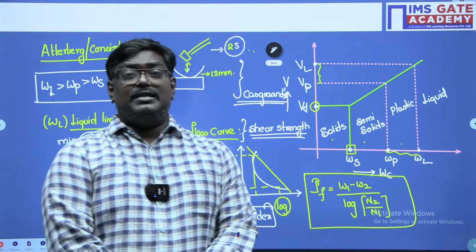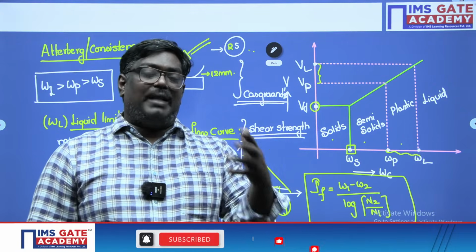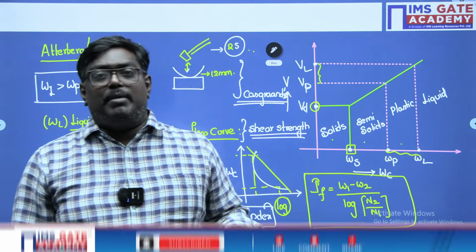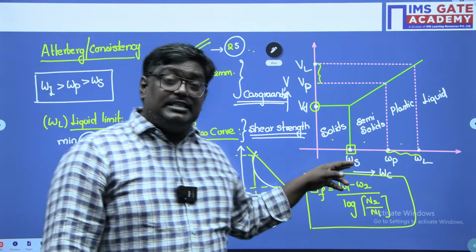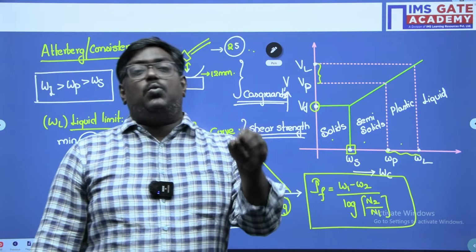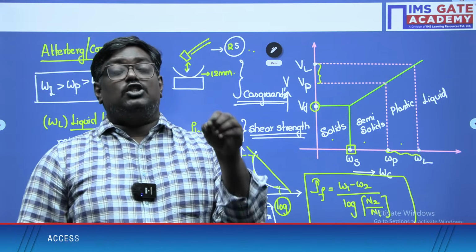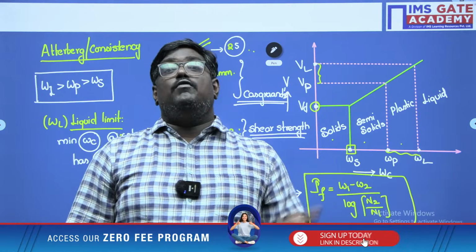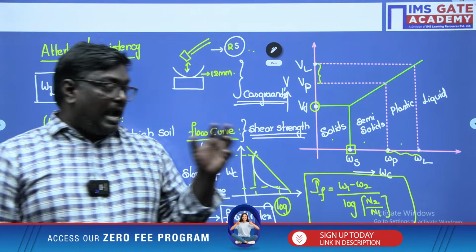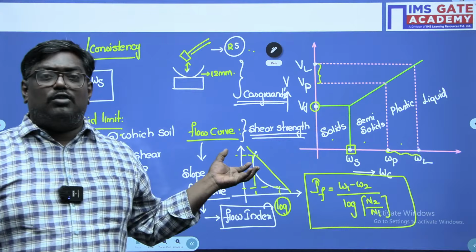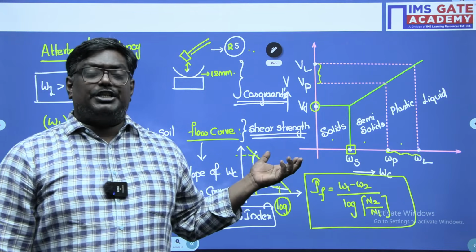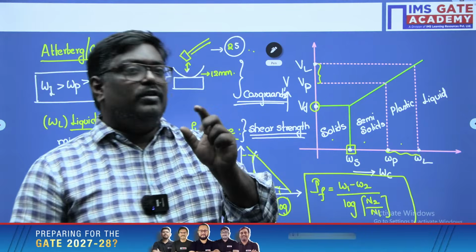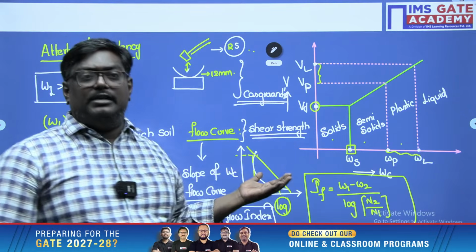Similarly, what is plastic limit, sir? It is the minimum water content at which a soil can be rolled into 3 mm diameter threads without breaking. What does shrinkage limit mean? It is the maximum water content up to which any change in moisture will not cause any change in volume. And remember, the flow curve gives you an idea about shear strength. The slope of the flow curve is nothing but the flow index. Sir, I am just moving forward because I have already explained this.